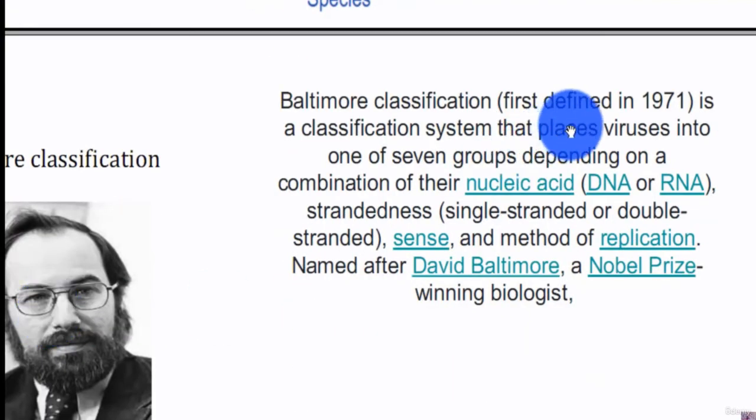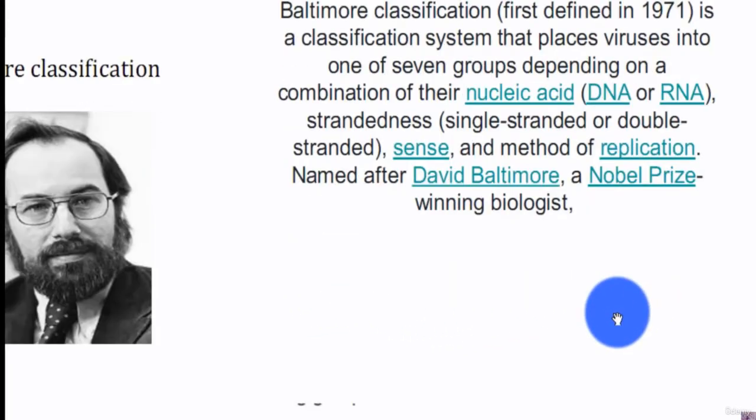Baltimore classification, first defined in 1971, is a classification system that places viruses into one of seven groups depending on a combination of nucleic acid, DNA or RNA, strandedness, single-stranded or double-stranded, sense, and method of replication. It is named after David Baltimore, a Nobel Prize winning biologist.